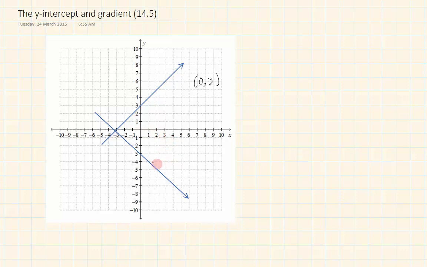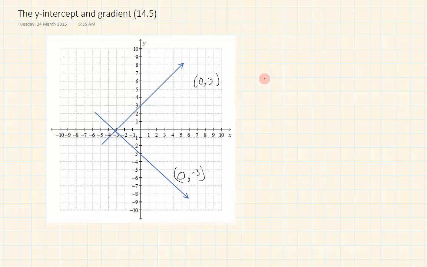Let's have a look at this one. Okay, this was a positive gradient because it's slanting upwards or sloping upwards. This one is a negative gradient because it's slanting downwards. And it's crossing the y-axis at, again, (0, negative 3). Okay, (0, negative 3).